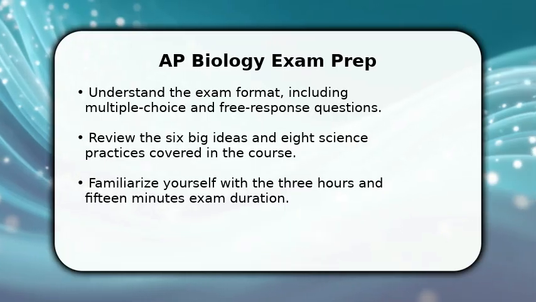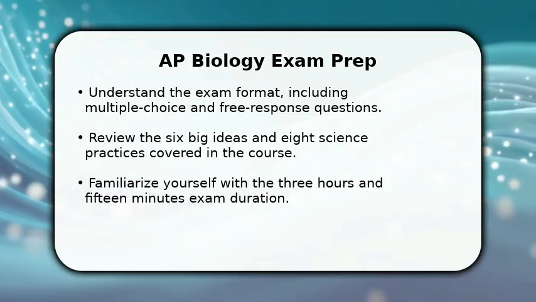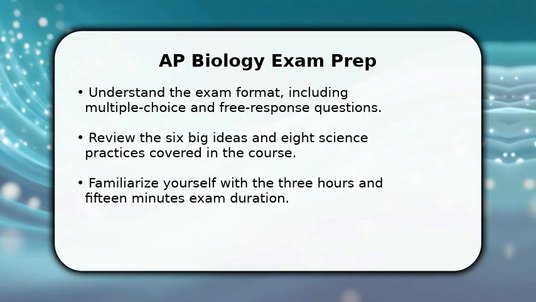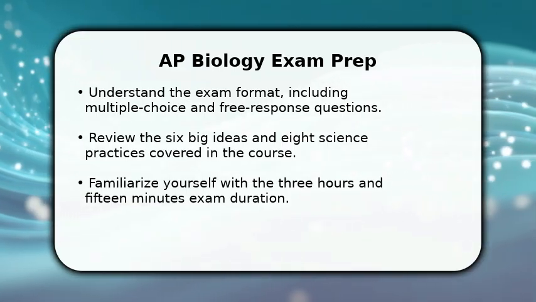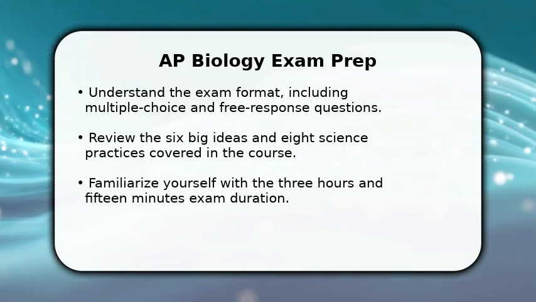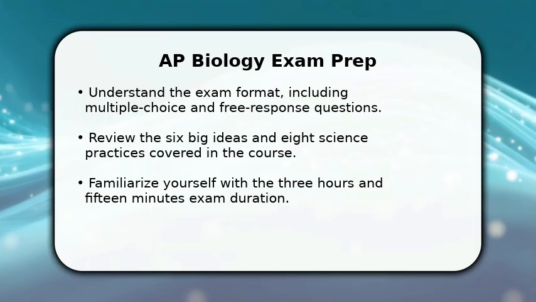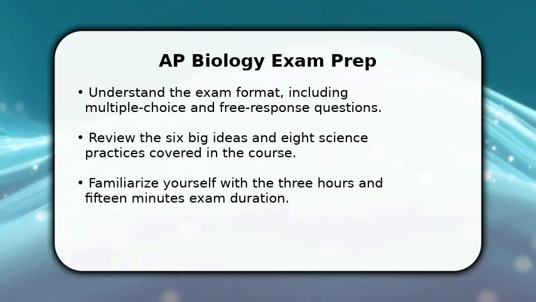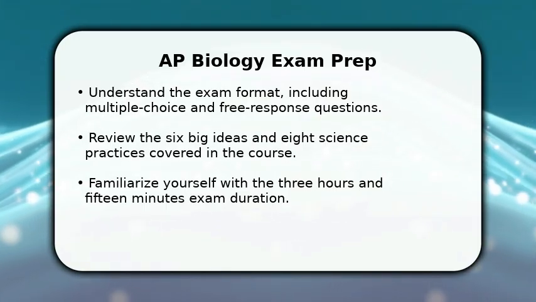In this video, I will explain how to pass the AP Biology exam. First, let's understand the exam structure. The exam is 3 hours and 15 minutes long, divided into 2 sections. Section 1 has 60 multiple-choice questions, and Section 2 contains 6 free-response questions. Knowing this format is your first step towards success. We'll cover strategies for both question types to maximize your score.